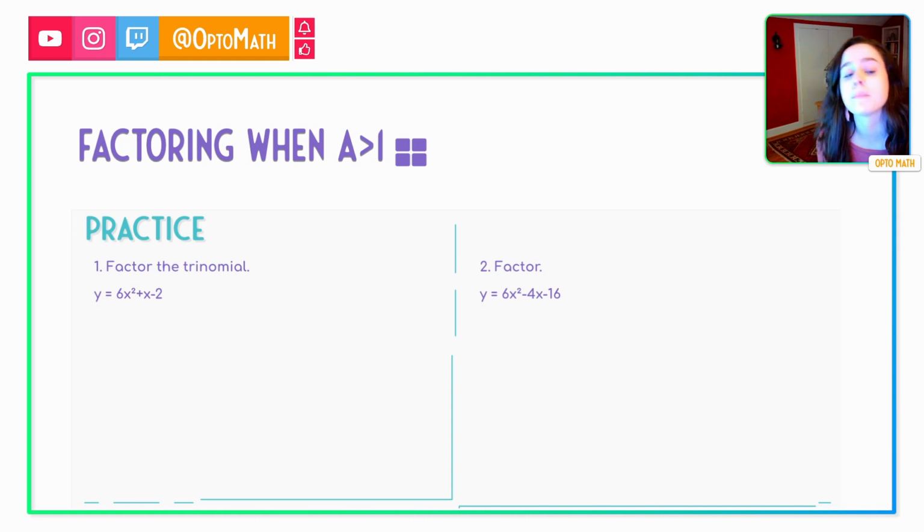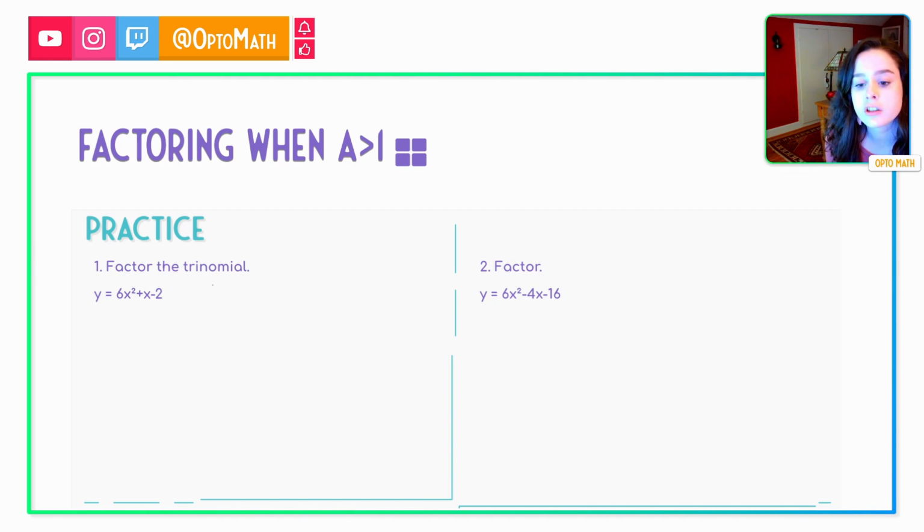Let's take a look at some practice. Number 1 says factor the trinomial. I'm going to show you the Punnett square, and I'm also going to show you what it would look like if you didn't use that organization tool and you just used what we call grouping, factoring by grouping, which is really what we're doing with the Punnett square. It's just a little bit better of an organization. But in case you like just writing it out, I'm going to show you this method.